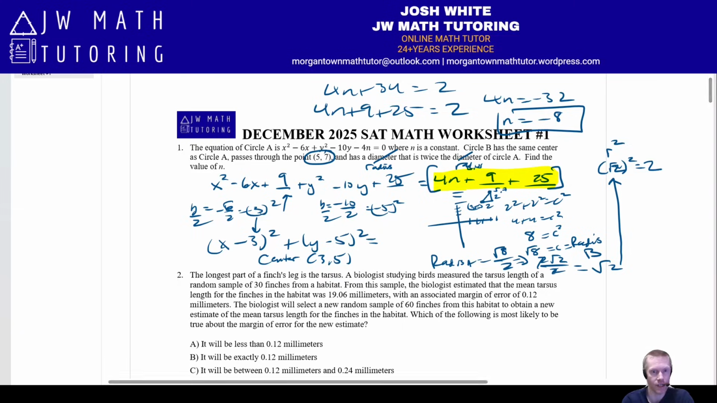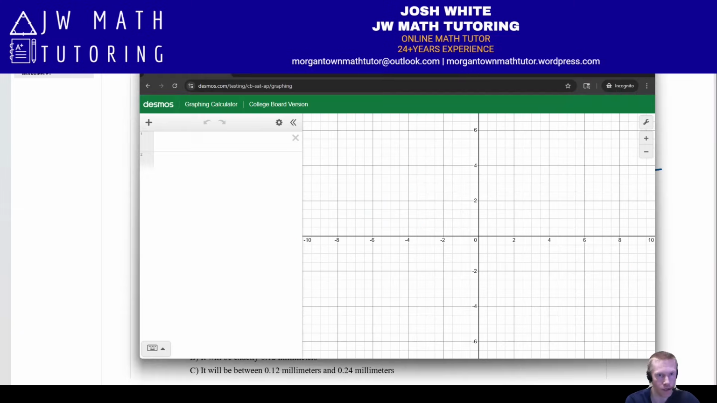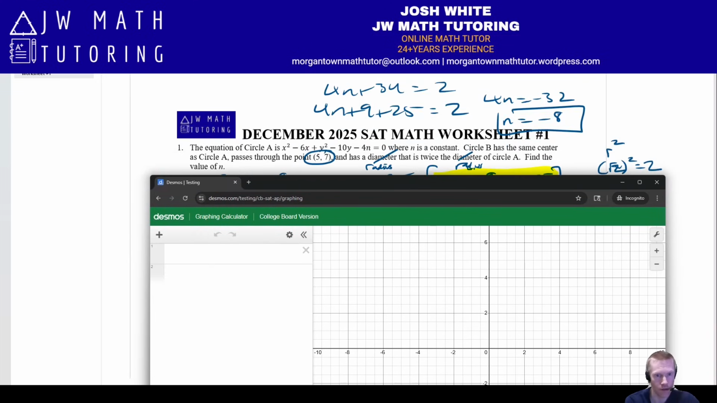All right, let's see now how you could do this in Desmos. So I am going to go to Desmos. And the first thing I would do is type in the equation of circle A because I'm going to do some circle regression.